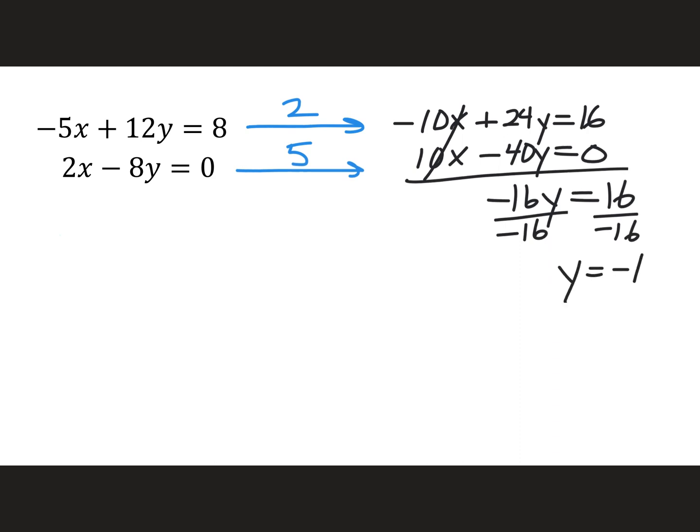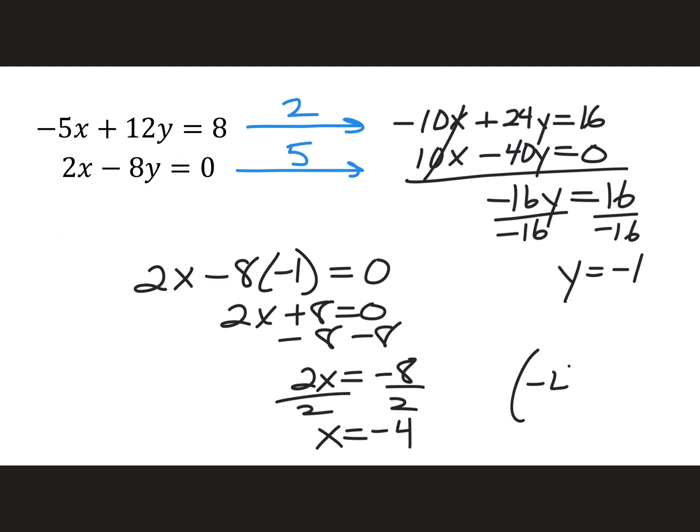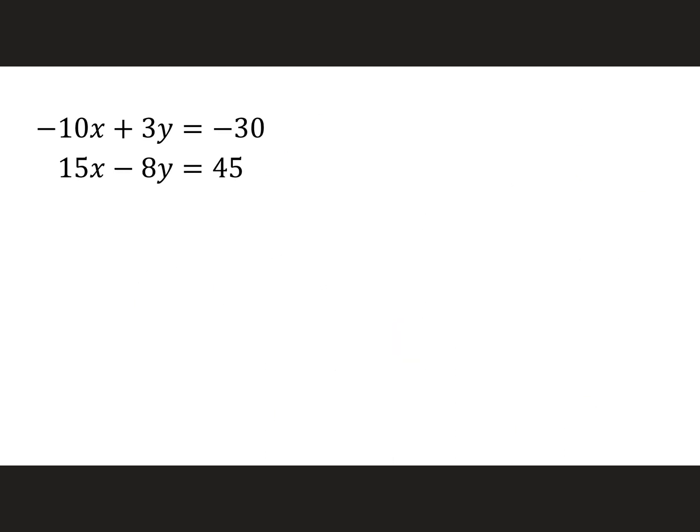Let's go ahead and put it back into, I don't know, the top one, sure, 2x, or not the top one, the bottom one, minus 8 times negative 1 equals 0. So 2x, that's plus 8 equals 0, minus 8, 2x equals negative 8, divided by 2, x equals negative 4. Now, if you had done it the other way where you got rid of the y's first, you would have gotten the negative 4 first and then used it to find the y equals negative 1.